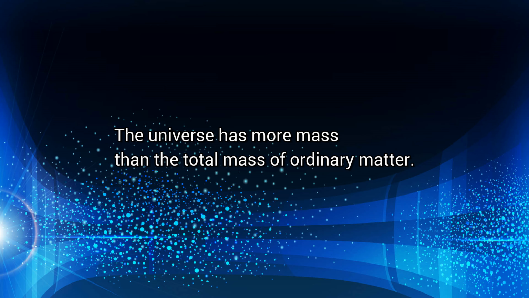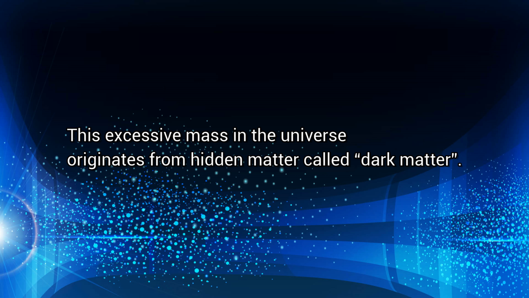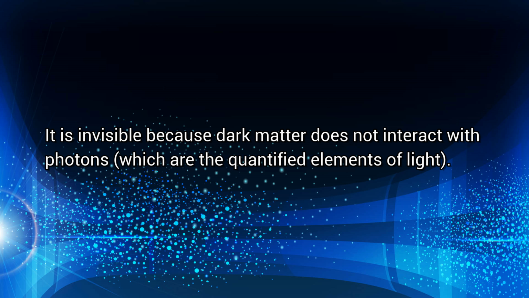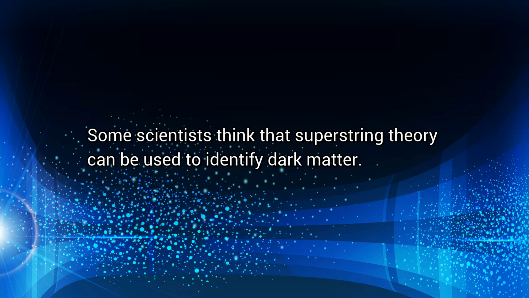Supersymmetry and dark matter. The universe has more mass than the total mass of ordinary matter. This excessive mass in the universe originates from hidden matter, called dark matter. It is invisible, because dark matter does not interact with photons, which are the quantized elements of light. Some scientists think that superstring theory can be used to identify dark matter.